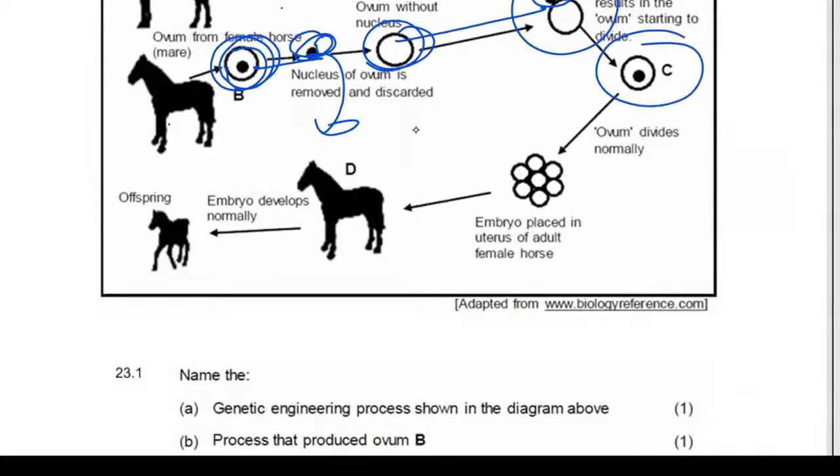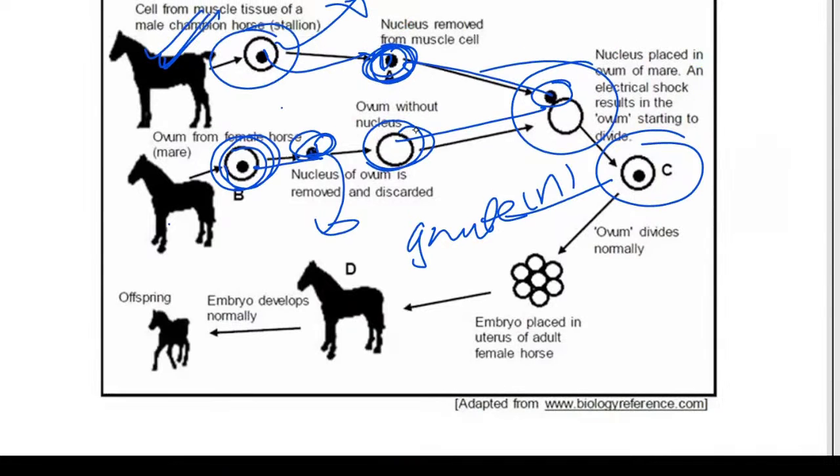And then now what happens? You form C. So C is not an ovum. It's not an ovum because an ovum is a gamete which has the haploid number of chromosomes. But this one, because it was got from a muscle, is diploid. Therefore, this will have a diploid state, so it can't be a gamete. They're saying the ovum divides normally. They're just using the language, but in actual sense, it's not an ovum. To form a ball of cells. The embryo is then placed in the uterus of an adult horse.